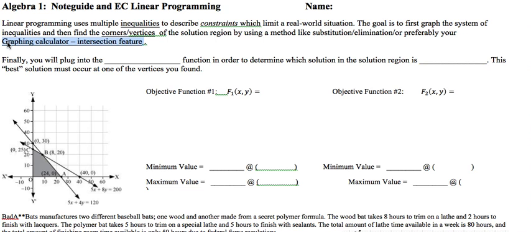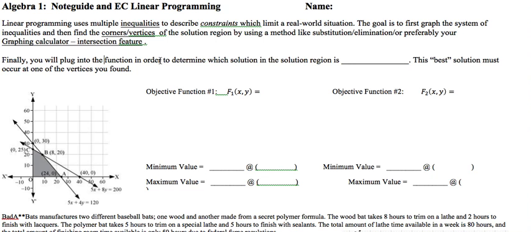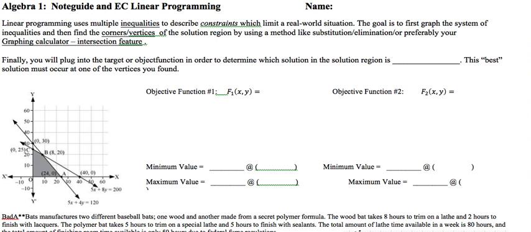So once you've found the corners of your solution region, what you're going to do last is you're going to plug those corners into something. So you're going to have this other function. We're going to call it the target or the objective function. And it's basically what you want to maximize or minimize.